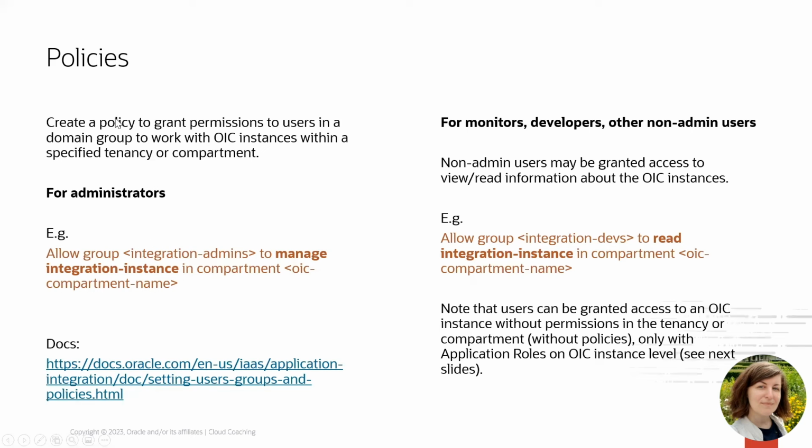One example policy for user access with OIC can include a statement for administrators, where you would allow the group of administrators to manage integration instance in a particular compartment. Non-administrator users may also be granted read-only access to see the information about OIC instances in the Cloud Console. In this case, the statement will look like this: allow group, and then the group name, to read integration instance in a particular compartment.